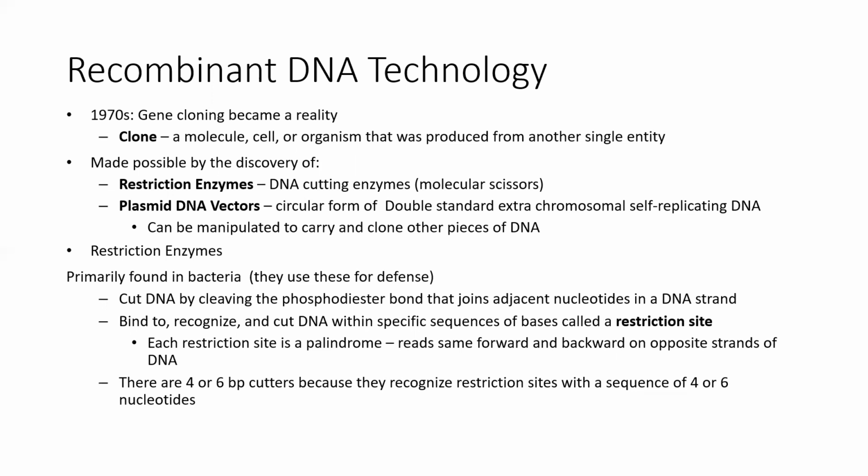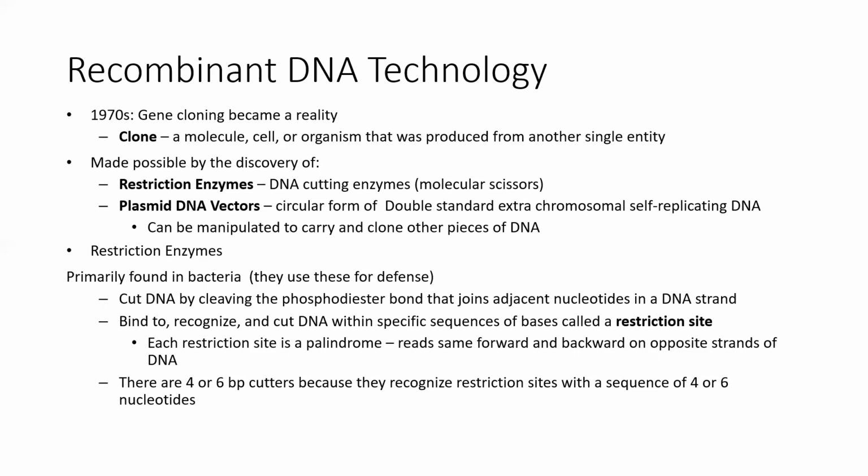Next, plasmid DNA vector. A plasmid is a circular, double-stranded, extrachromosomal, self-replicating DNA molecule. It is called a plasmid DNA vector, and it can be manipulated to carry and clone other pieces of DNA.